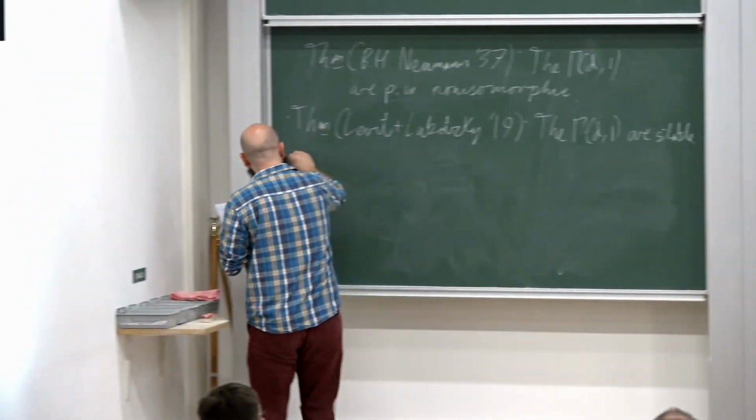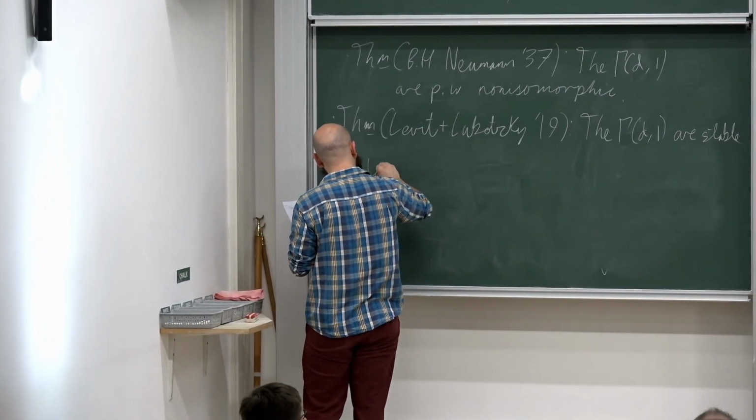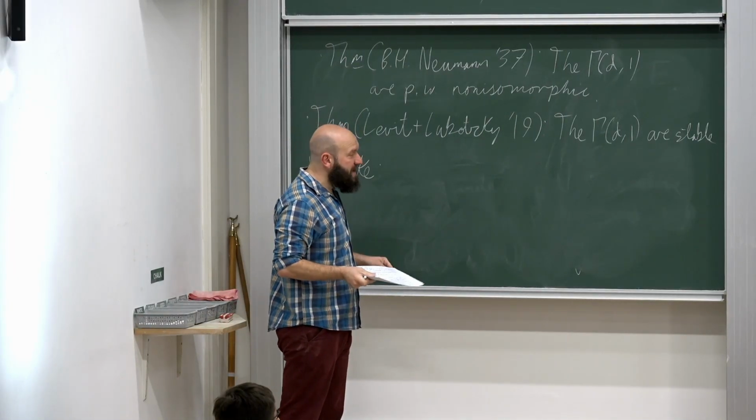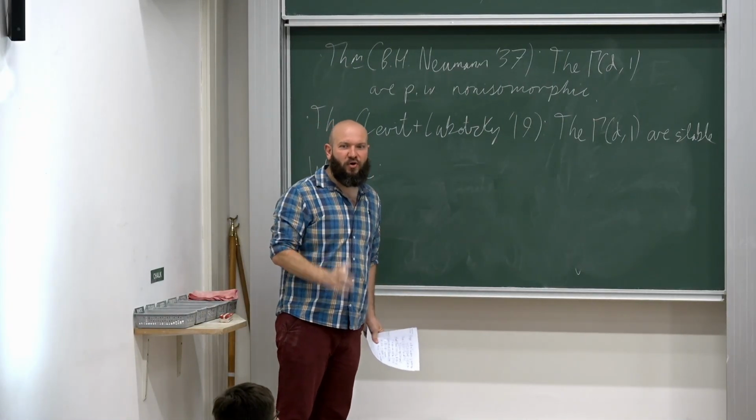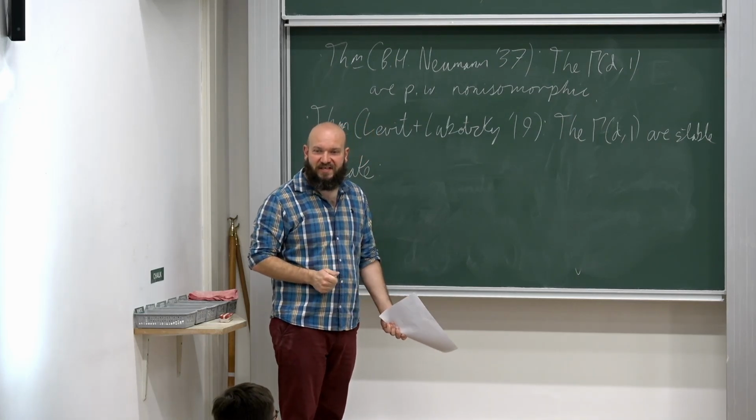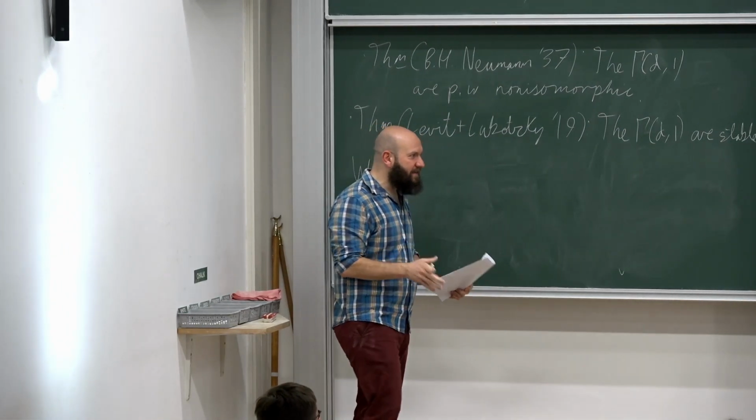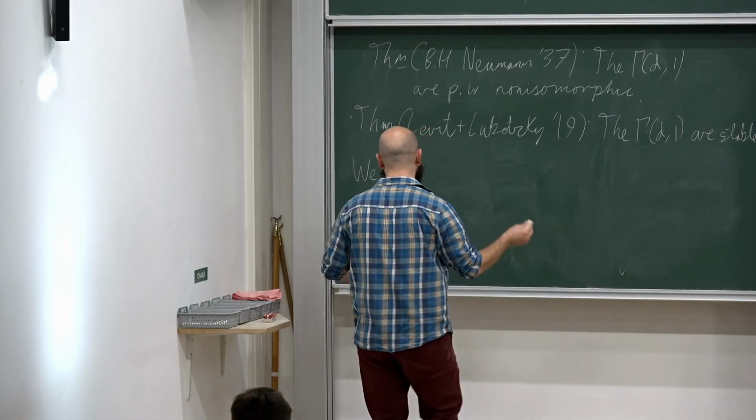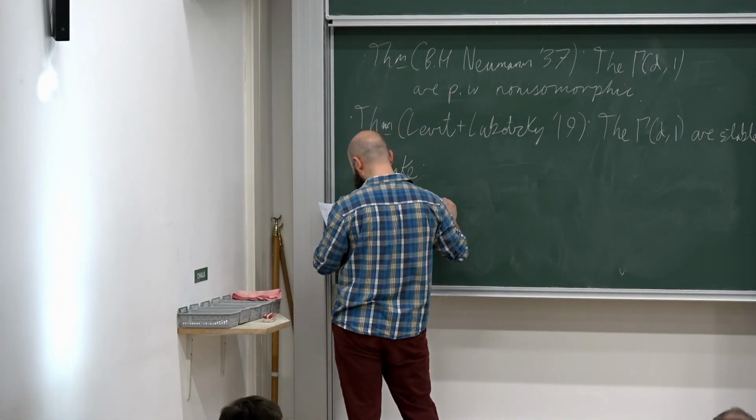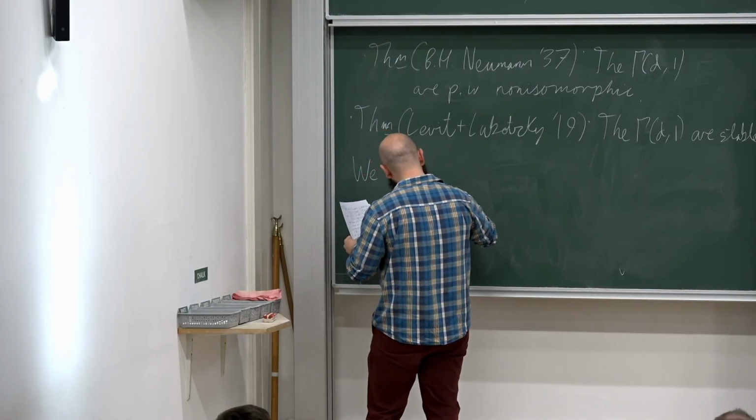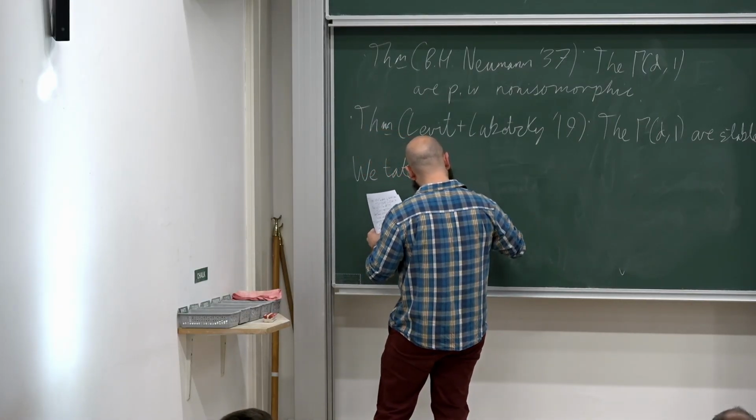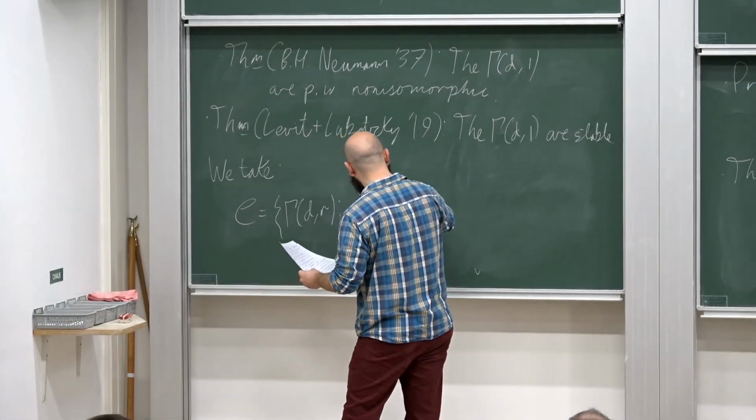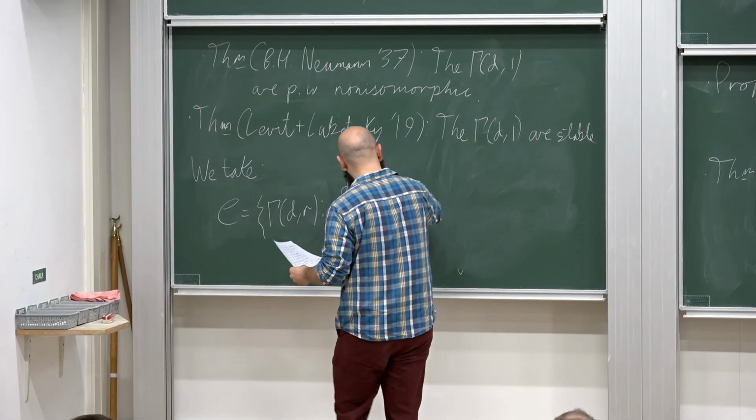Okay, so now I can tell you what my class C is. It's not all of the generalized BH-Neumann groups, but it's a subclass on which I've imposed some extra hypotheses to make proofs easier, and which is still sufficiently flexible to do everything I want. So I take class C, which appears in all the theorems, to be those groups gamma d, r, such that the following 3 things hold. First, d takes only prime values.